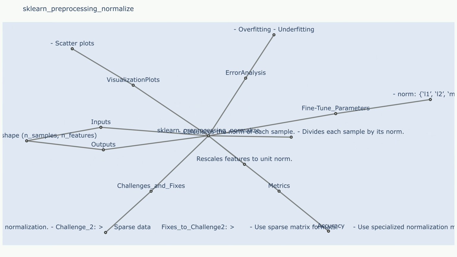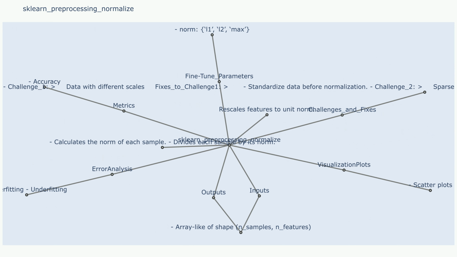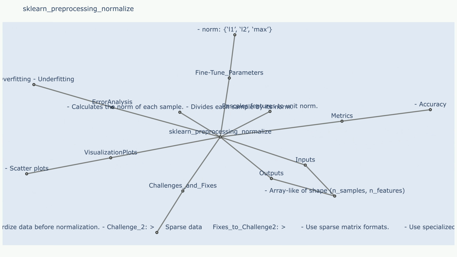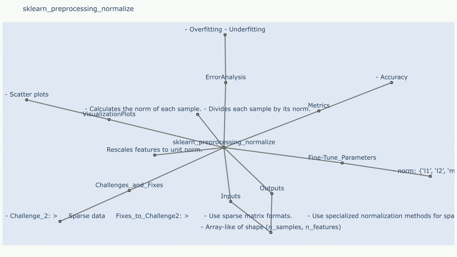Steps. 1. Calculate the norm of each sample (row) along the specified axis. 2. Divide each element in the sample by the calculated norm. Metrics: none. Normalization itself is not a metric but a data preprocessing step. Visualization plots: none. Normalization typically doesn't lend itself to visualizations.